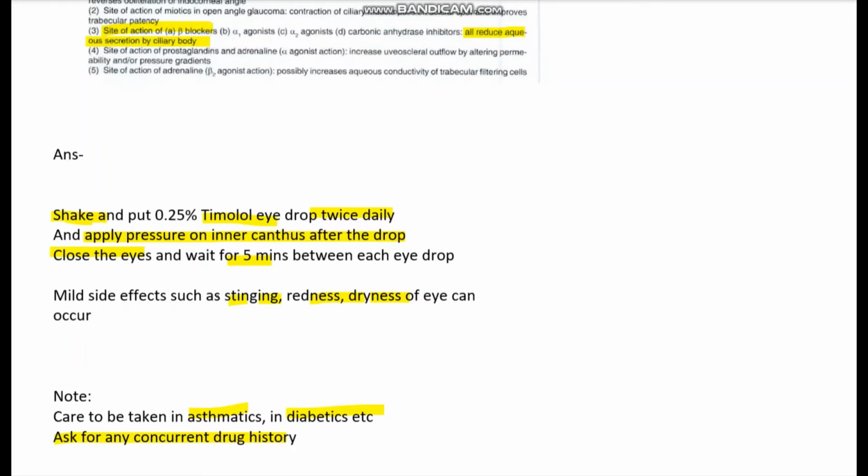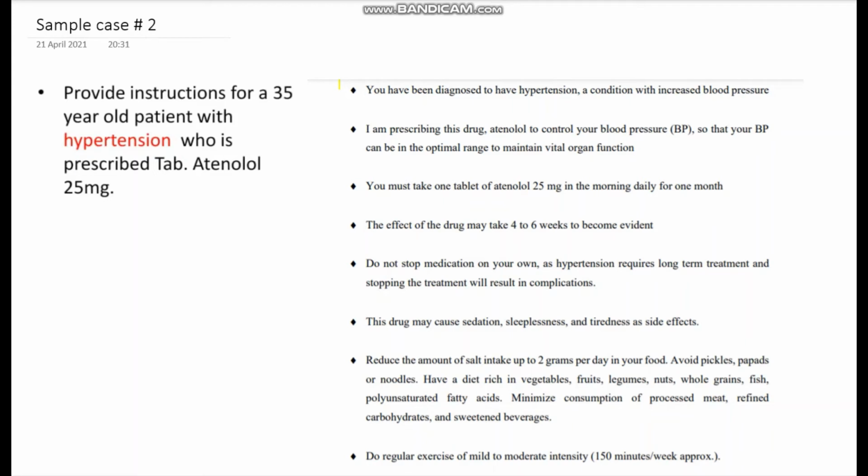Okay. So here comes case number 2, which says that you have to provide instructions for a 35-year-old patient with hypertension who is prescribed tablet atenolol, 25 mg. So it is a hypertensive patient and you have to prescribe atenolol, give instructions. So now you know that atenolol again is a beta blocker and it is a selective one. It's a beta 1 blocker only. And that's the exact function we are looking for, because this is going to decrease the heart rate, decrease the cardiac output and decrease blood pressure as well. So that is how atenolol is approached.